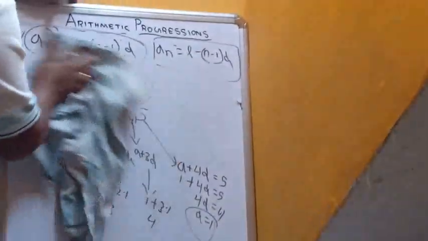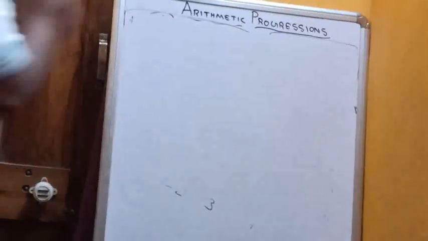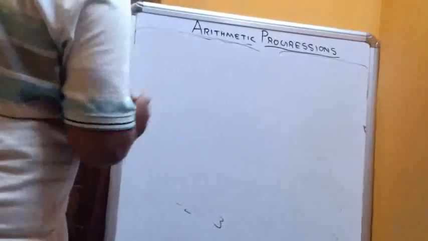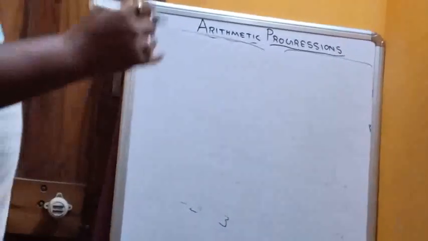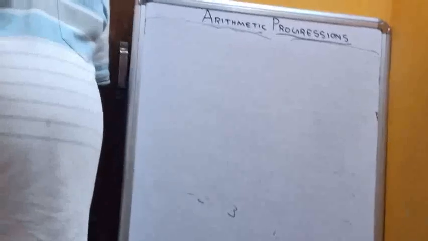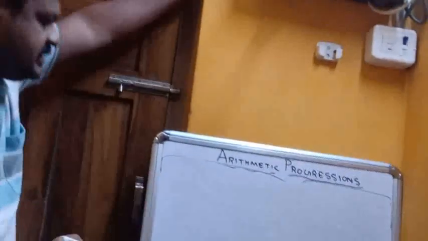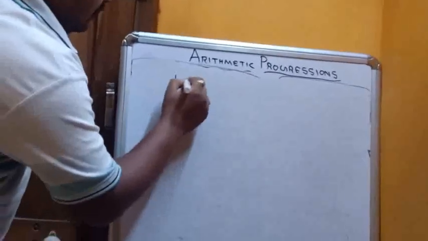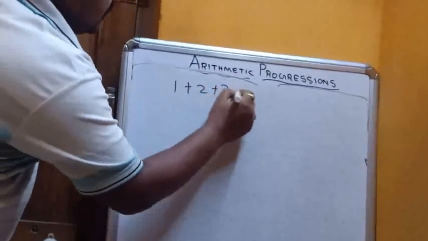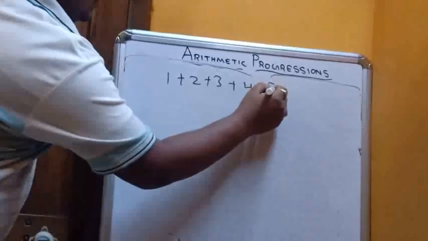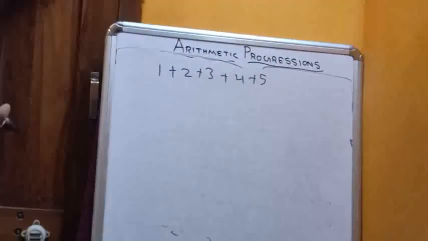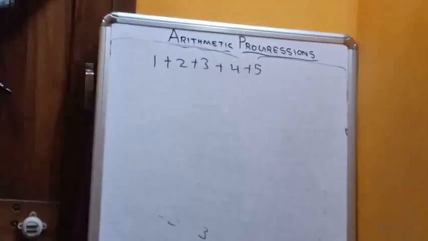Next we are studying how you can find out the sum of the terms. What is the sum of the terms? So how can you find out the sum of the terms? Before that I want to tell you something. Just you add 1 plus 2 plus 3 plus 4 plus 5. I know clearly that you can simply add and you can tell the answer is 15.